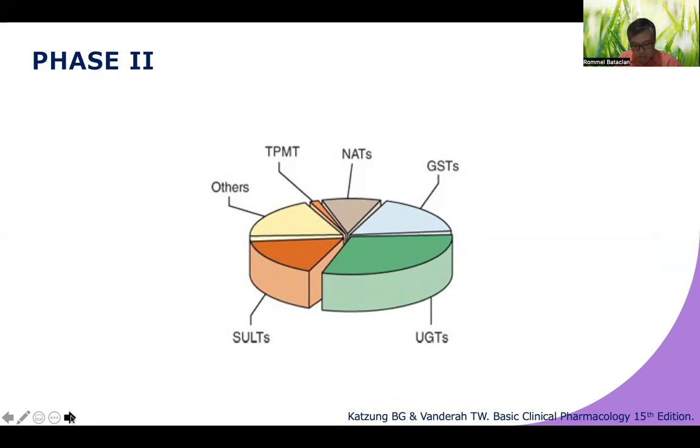This formation involves high energy intermediates and specific transfer enzymes. So these transferases may be located in the microsomes or in the cytoplasm. So the common or dominant enzyme here would be the uridine 5' diphosphate glucuronyl transferase, or the UGTs, which you would see here comprise most of the enzymes in the phase 2 reaction.